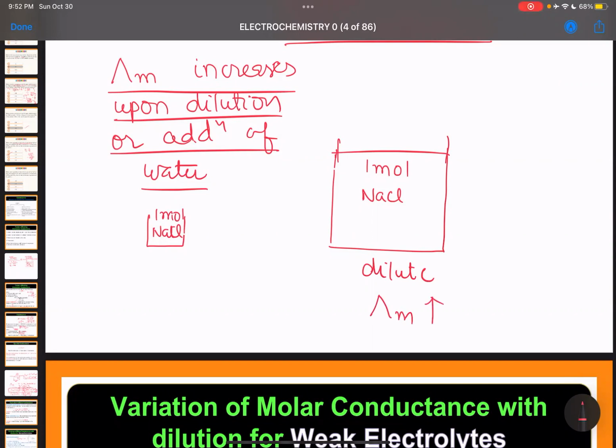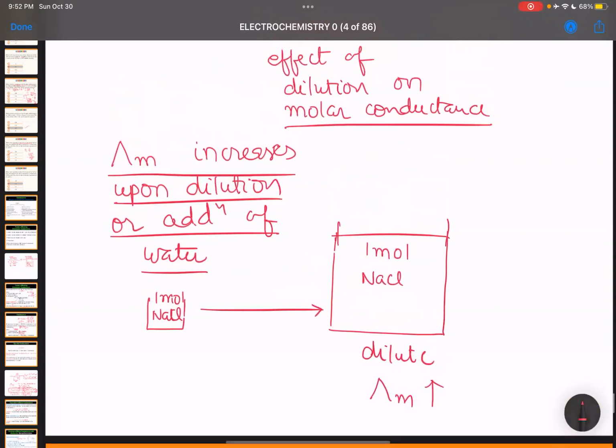Okay, molar conductance increases due to dilution, right? Why does it increase? That you need to tell, that you need to think. So any idea why the molar conductance increases? Why does the solution become more conducting if you add water to an electrolyte?